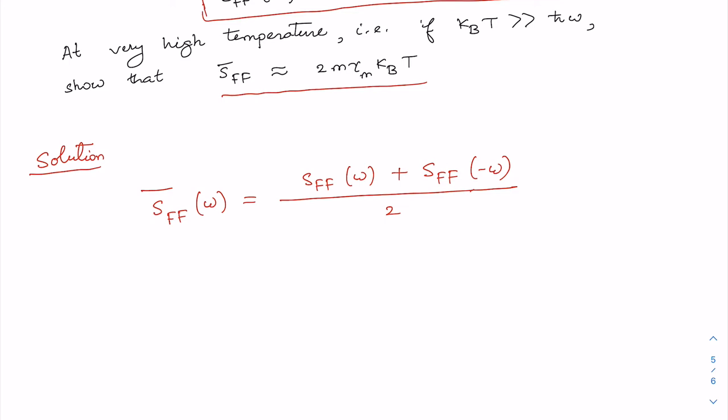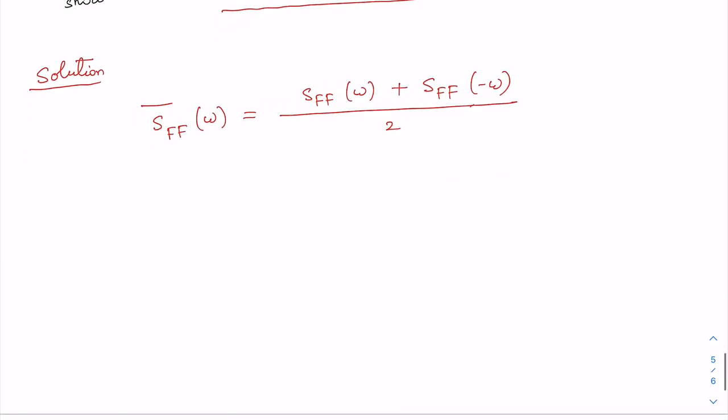And this fluctuation arises from the sum of the power spectral density at positive frequency ω and at negative frequency minus ω. And also you know that in the quantum regime, these two quantities, which we have actually shown in the class, S_FF(ω) is not equal to S_FF(−ω). In the quantum regime they are not equal, but in the classical regime they are equal. So these things we know. And also I told you that F plays the role of quantum Langevin noise here. Okay, these we already know. Now let us work out the expression.